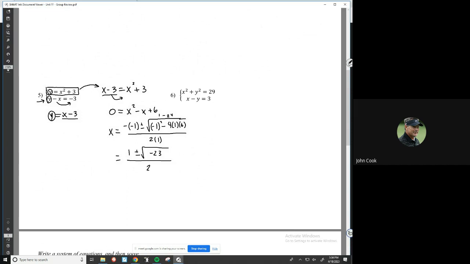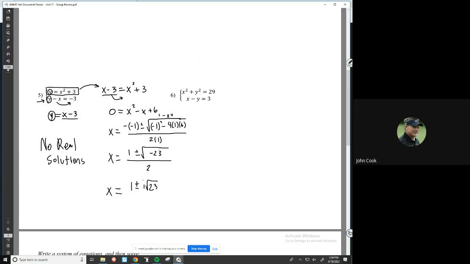Here's the deal. When we're trying to get solutions for systems of equations, we want real solutions, but this is only going to lead to imaginary values. So there's no real solutions to this one. We write no real solutions for this. However, if the question prompted us to find complex solutions, we could do that. All we'd have to do is take the negative out of there, so we'd have 1 plus or minus i times the square root of 23.